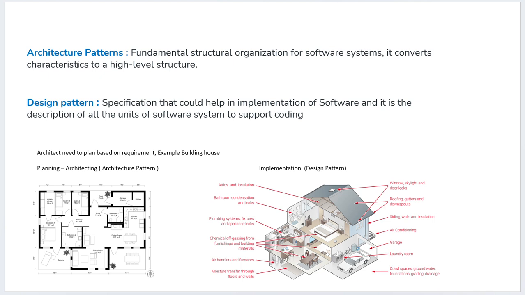Here we just talked about the architecture pattern. As I said, it is a fundamental architecture for a software system. It converts characteristics to a high-level structure. So what about design pattern? This is a specification that can help in the implementation of software, and it is the description of all units of the software system to support coding. If you see this diagram, this is architecting the things where we need it.